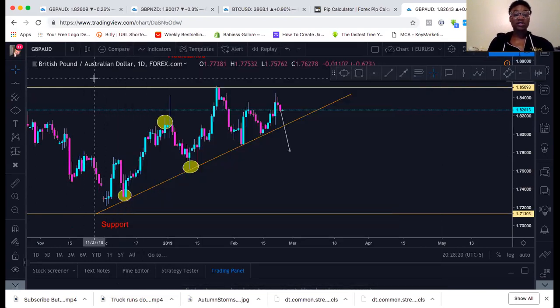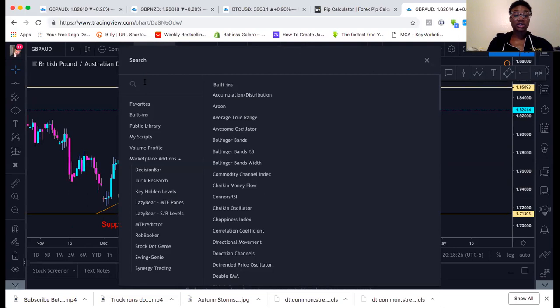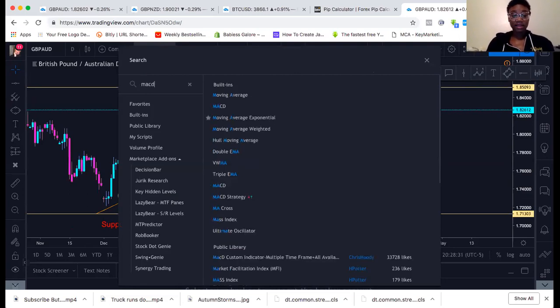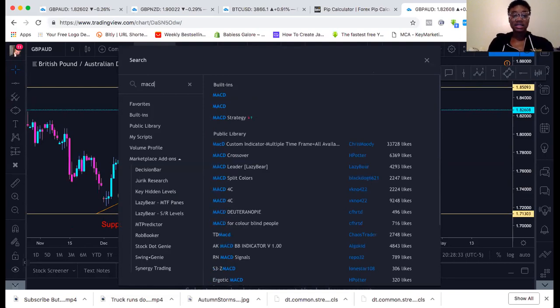Then we have the MACD, which you would just click indicators here. I'm not a big indicator fan, which is why I don't really use indicators. I just use my regular trend lines. But I learned this from one of the top traders who doesn't use indicators also. When he showed me this, I was like, wow, I love this. It's called the MACD, M-A-C-D.